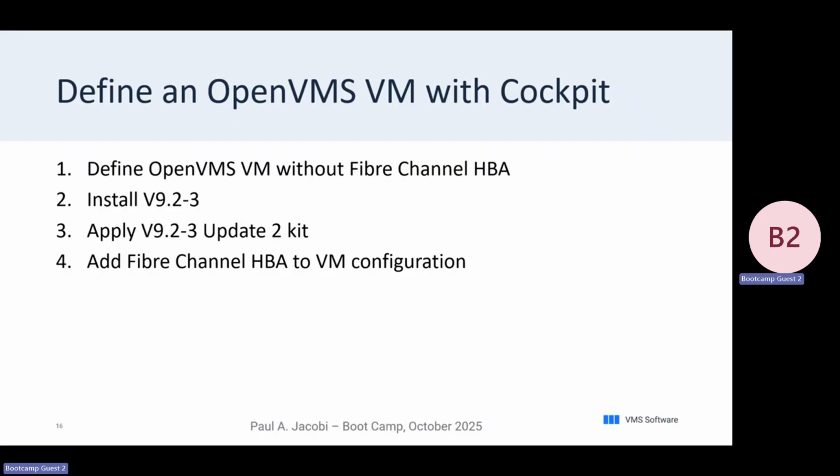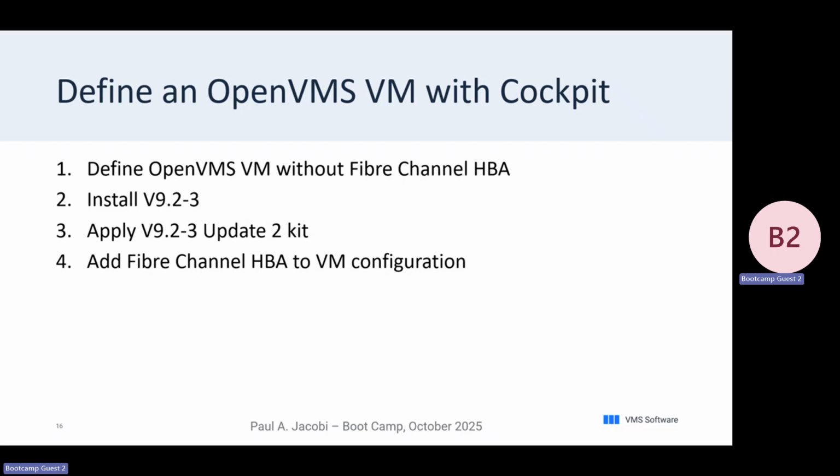Oh, well, before we get to that, there's a specific order that you need to be aware of when you create a pass-through VM. And that is because the latest changes to the VMS QLogic driver are only available in the v9.2-3 update toolkit. So you want to start with defining a VM without a fiber channel pass-through device, a pure virtual VM. You want to then install the v9.2-3 kit to that VM.